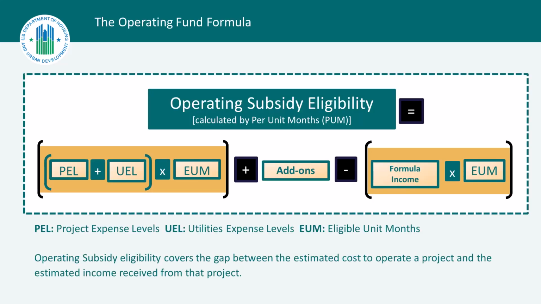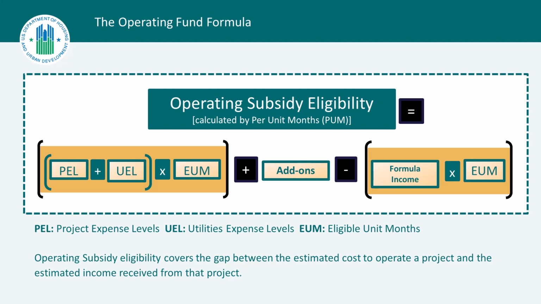The amount of operating subsidy each project is eligible for is derived by the operating fund formula, which was established through negotiated rulemaking. Operating subsidy eligibility is the difference between the formula's estimated costs of operating and managing a project and estimated income received from the project. The operating fund formula calculation is displayed in Section 3 of HUD Form 52723. We will discuss this form in more detail later in this presentation.